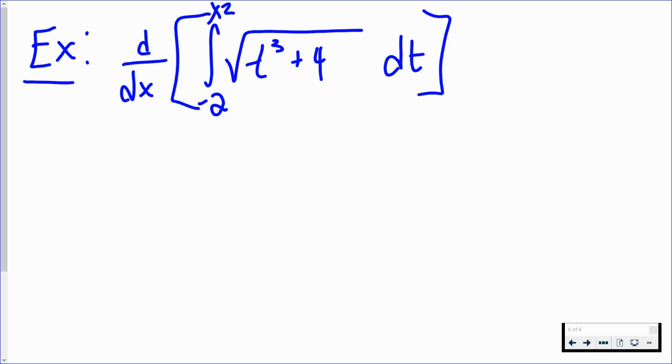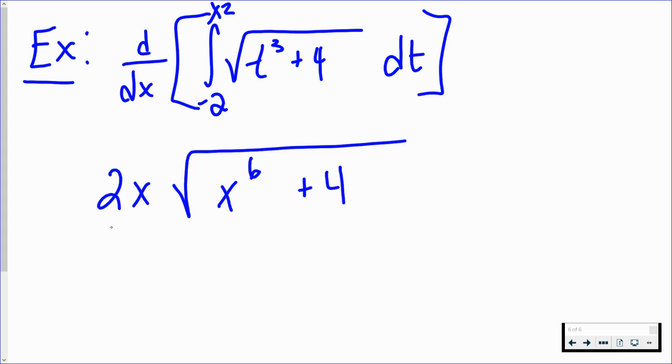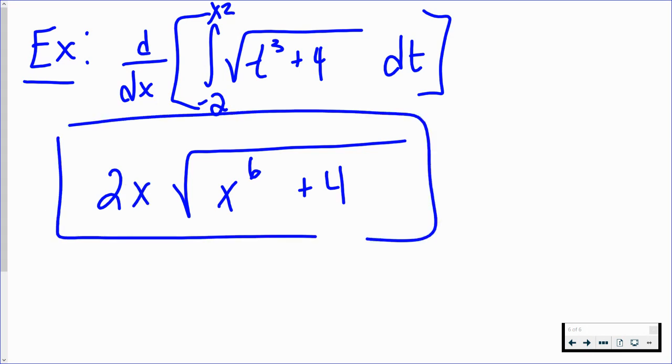We're taking the derivative of an integral, so we still want to start the same way. We want to plug in this upper limit of integration, this x squared, in place of the t. So if we have x squared all cubed, that's x to the 6th, and we still have plus 4. Now, the big thing we have to remember, we have to multiply by g prime, the derivative of this upper function. Derivative of x squared is 2x. And we're done.